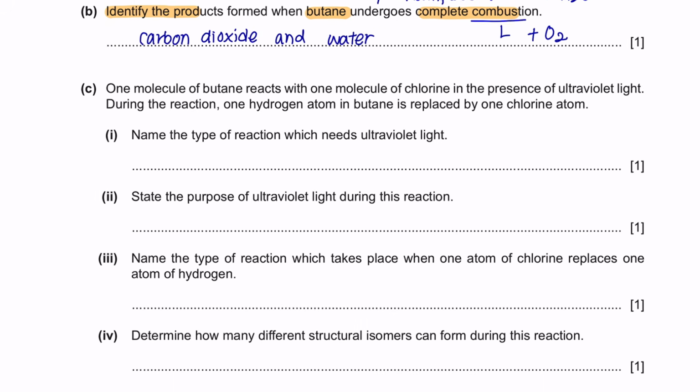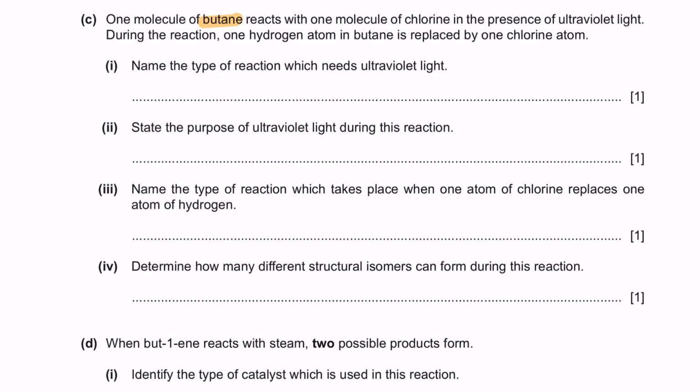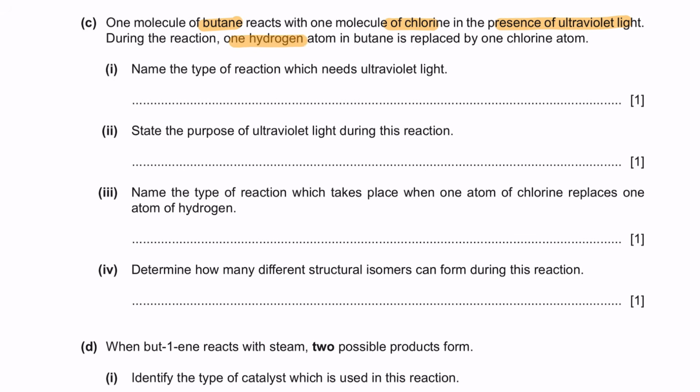Next, question C. One molecule of butane reacts with one molecule of chlorine in the presence of ultraviolet light. During the reaction, one hydrogen atom in butane is replaced by one chlorine atom. Name the type of reaction which needs ultraviolet light. This type of reaction is called a photochemical reaction. And this is the same question that came out in October-November 2023.